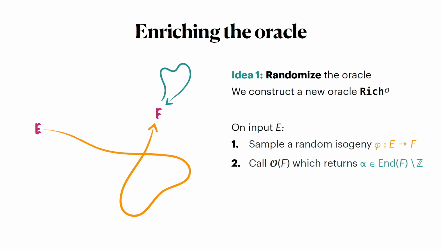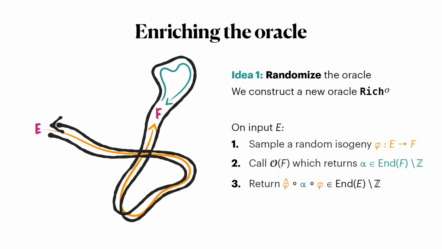What you want in the end is an endomorphism of E. But now you have one. You can just follow the orange path, then the blue path, then backtrack along the orange path, and that's an endomorphism of E. That's the output of the rich oracle. So you've built another oracle that on input E spits out an endomorphism of E, but now it's randomized.